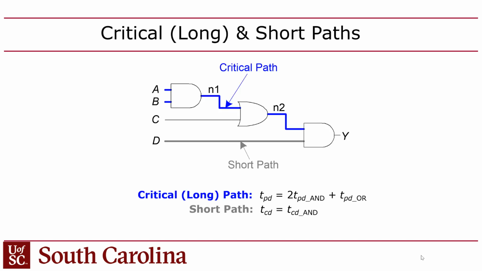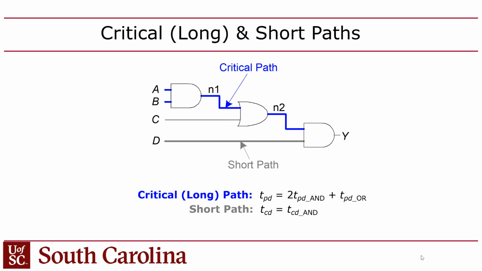Okay, so here's an example of that. Here's just a real simple circuit, it has 3 gates, and you can see that the longest path is between A or B and the output Y, because in that case you have to go through 3 gates, right? That's called the critical path, right?